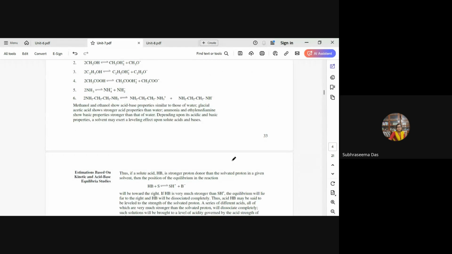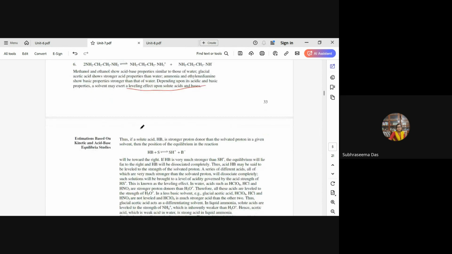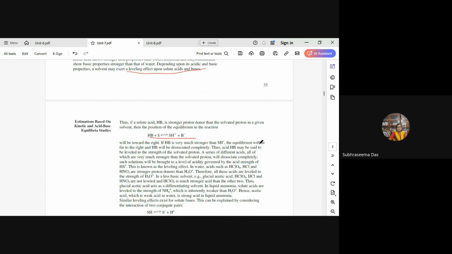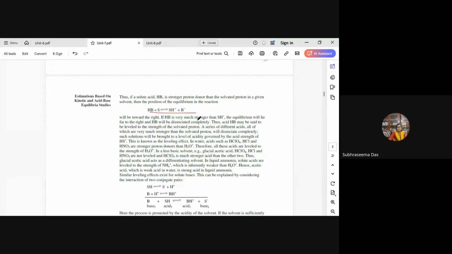Now, depending upon the acidic and basic properties, a solvent may also show a leveling effect upon solute acids and bases. If we have a solute acid HB, which is a stronger proton donor than the solvated proton, then the position of the equilibrium in the reaction becomes this. We have a solute acid HB and the solvent SH, which gives SH2 plus and B minus, that is, the equilibrium will be towards the right. If HB is very much stronger than SH2 plus, then the equilibrium will lie far to the right and HB will be dissociated.